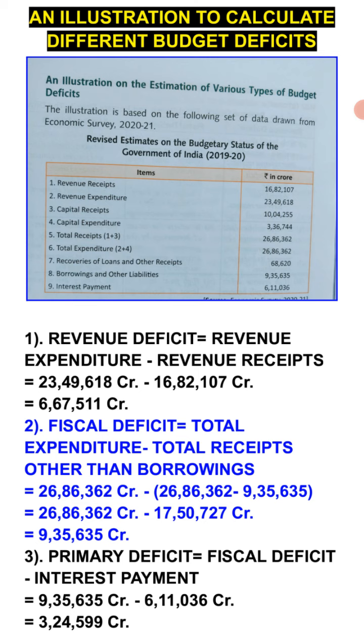So total receipts are also given over here. Total receipts are at the fifth point, and out of that we are going to deduct the eighth point, that is the borrowings.